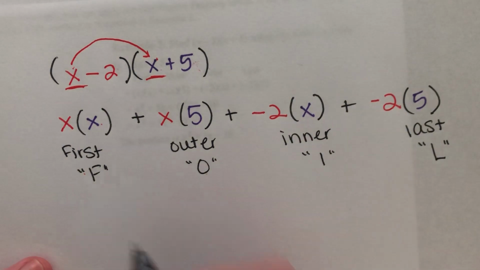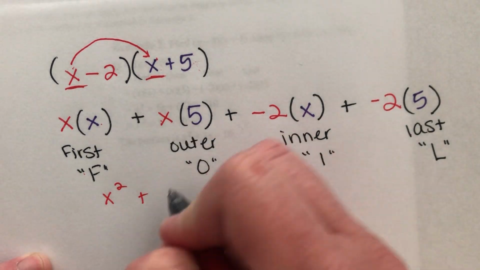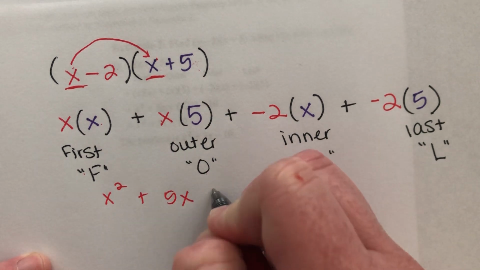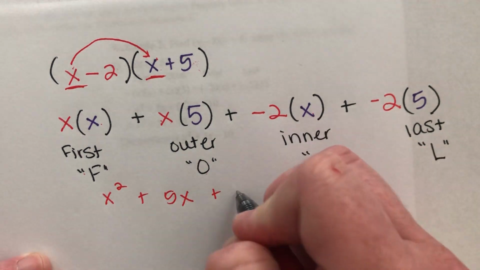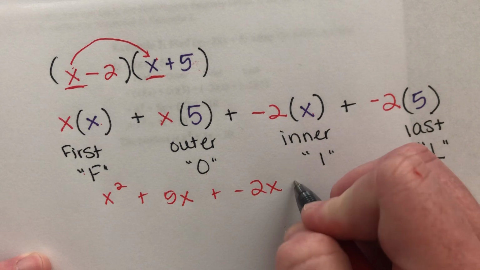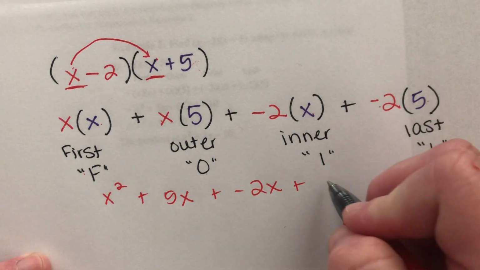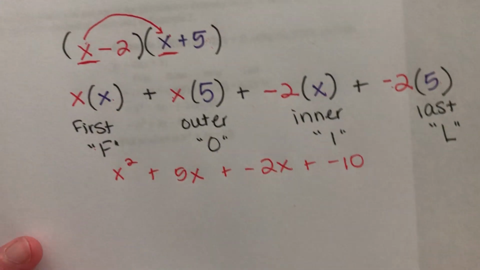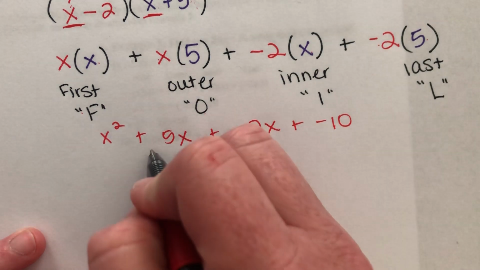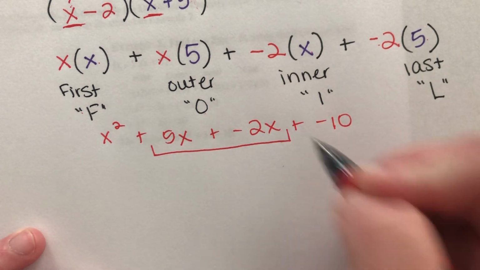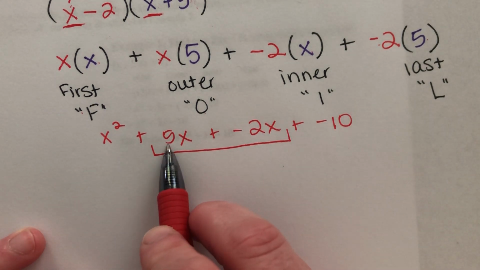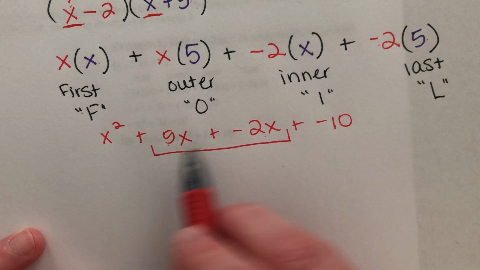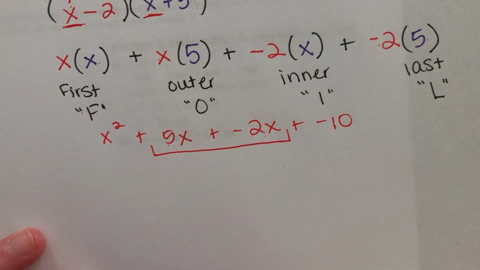So here we have x squared plus x times 5 is 5x plus negative 2 times x is negative 2x plus negative 2 times 5 is negative 10. And then I can keep simplifying. I can simplify these two terms in the middle. Positive 5x, negative 2x. 5x minus 2x is 3x.